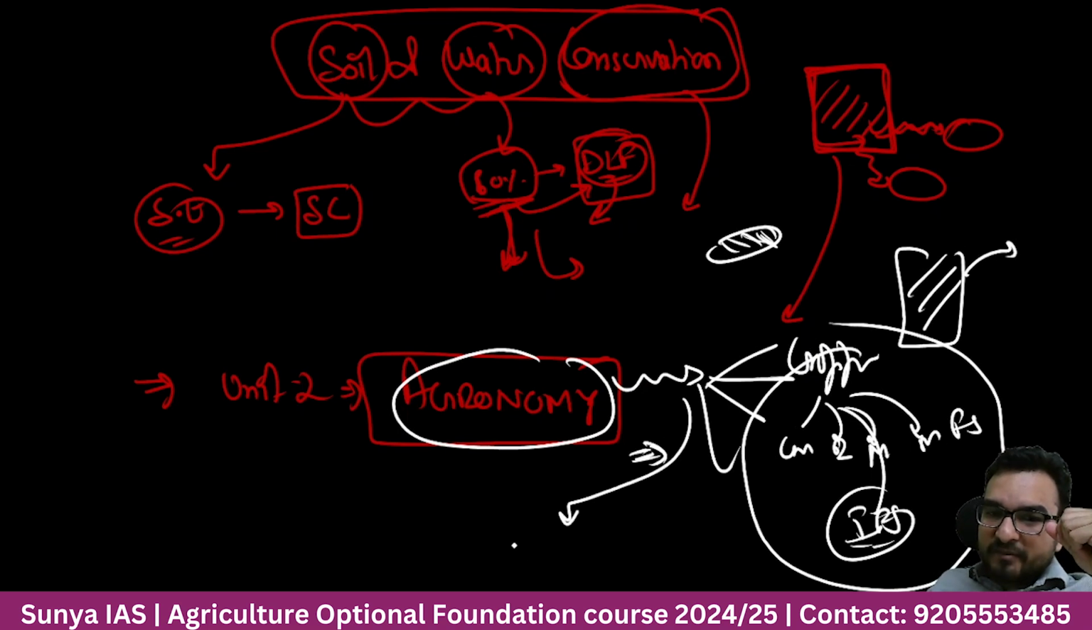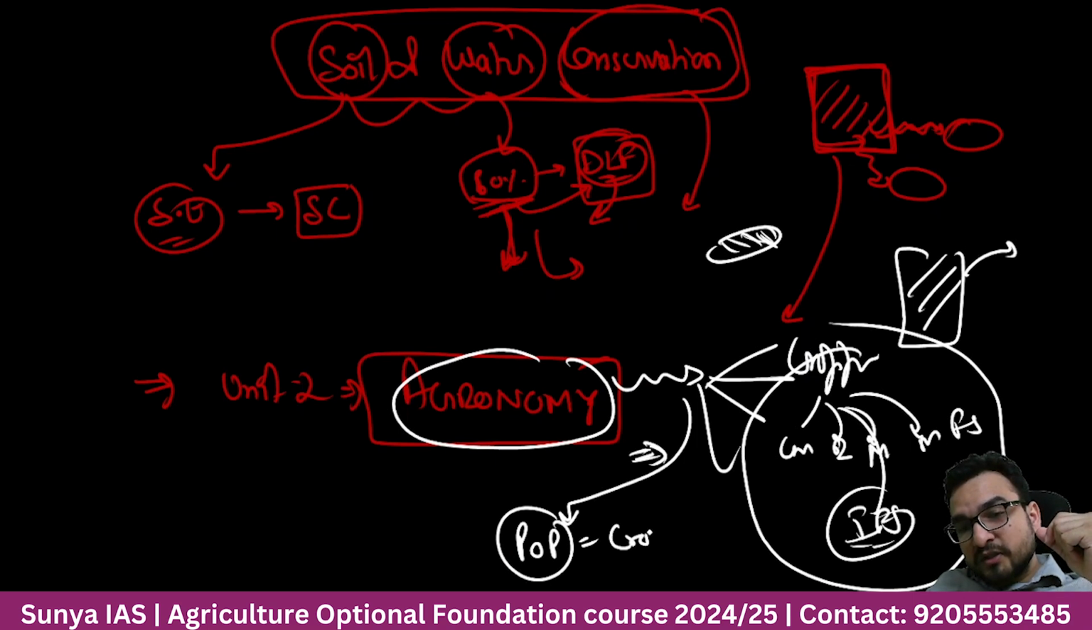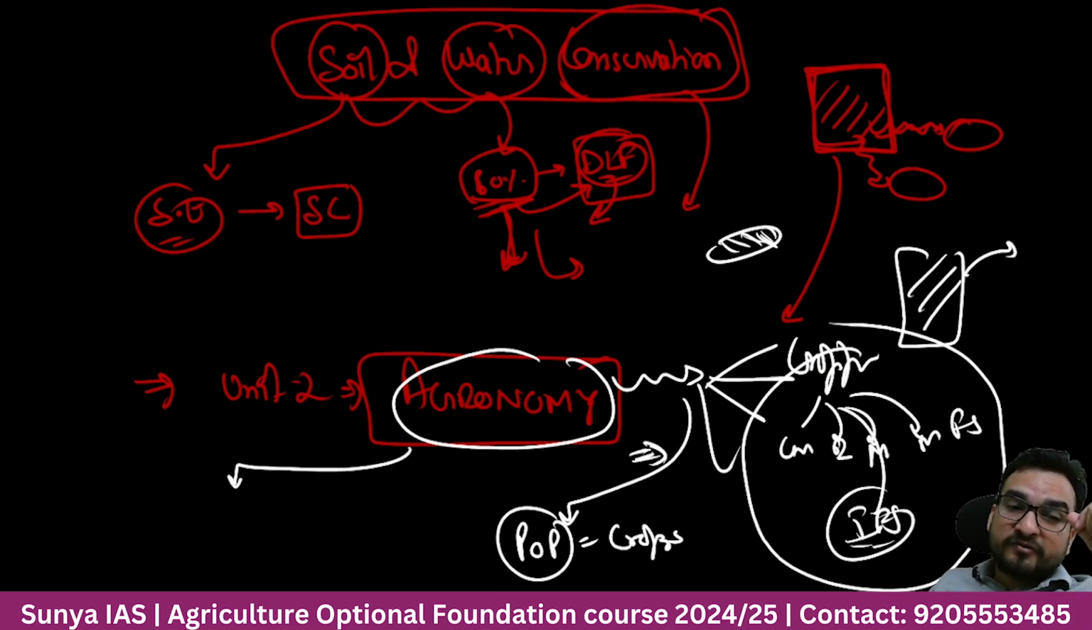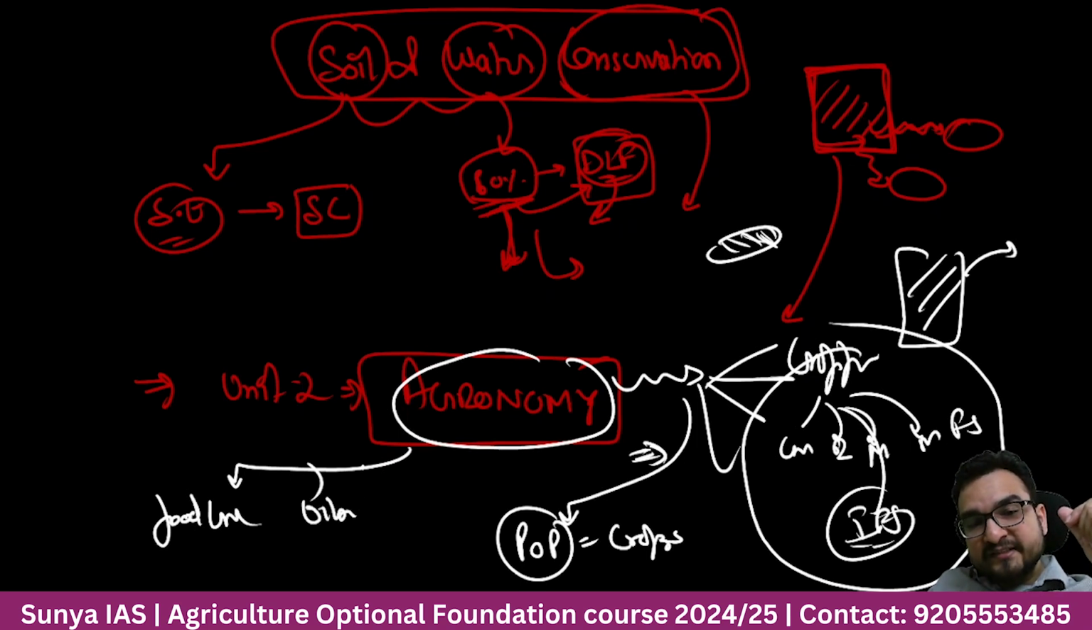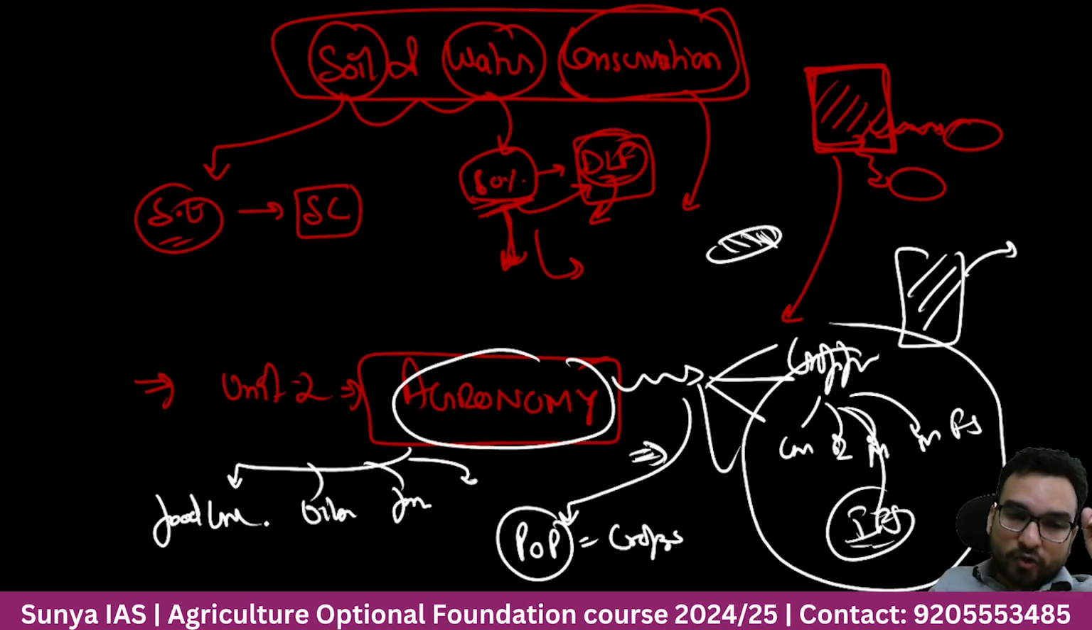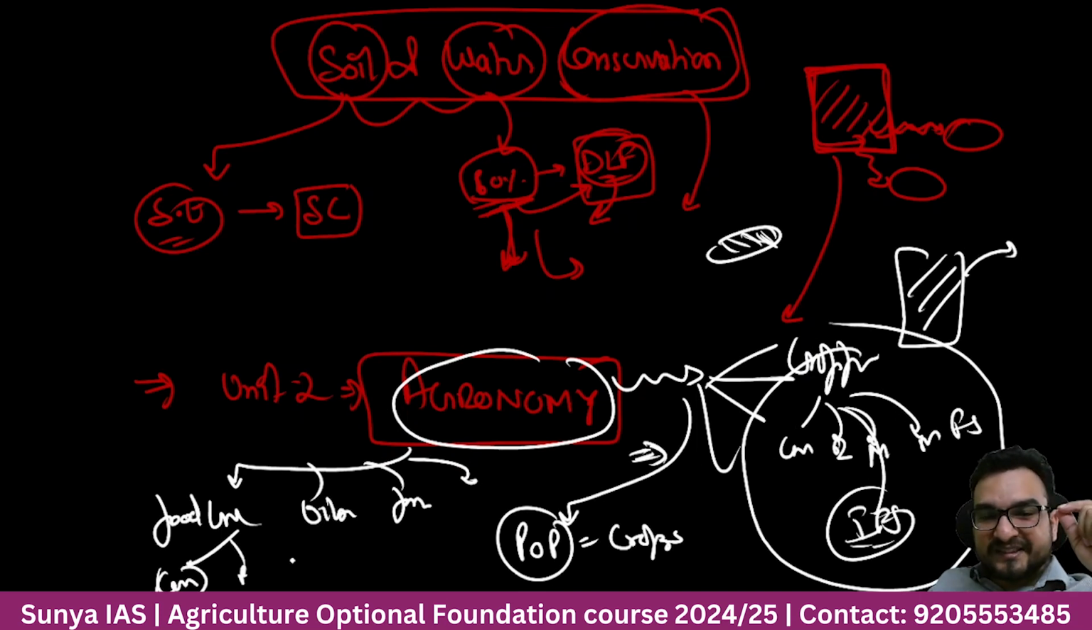Here you will understand about the package of practices of different crops. And here you will understand the different crops which are cultivated in India in terms of food crops, oil seeds, fiber crops, and other important crops. Here you will understand about cereals, under food crops, cereals, pulses, oil seeds, like I have told you.